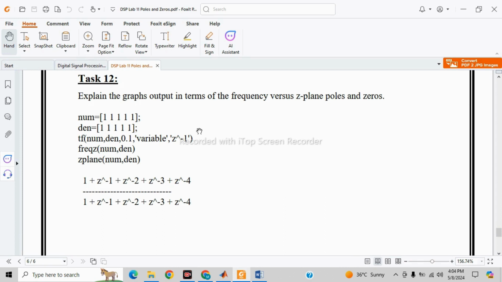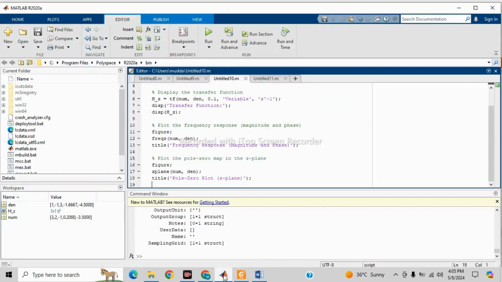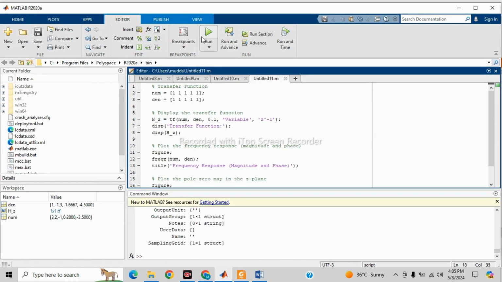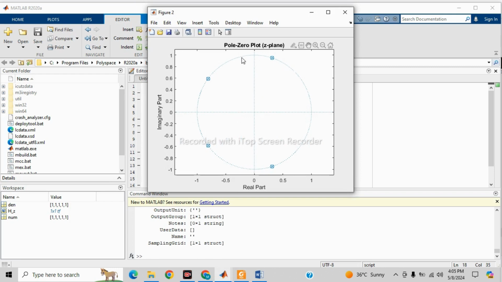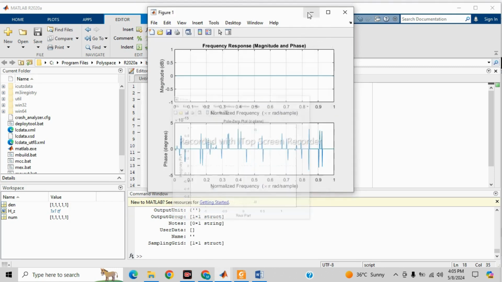So the last task for this lab is task number 12, and explain the graph's output in terms of the frequency versus Z-plane, poles and zeros. This is the code, and the MATLAB for this is here. Output is like this. These are poles on the unit circle, pole zero plot in Z-plane, and this is the frequency response, magnitude in decibels, linear response, and this is the phase in degrees.